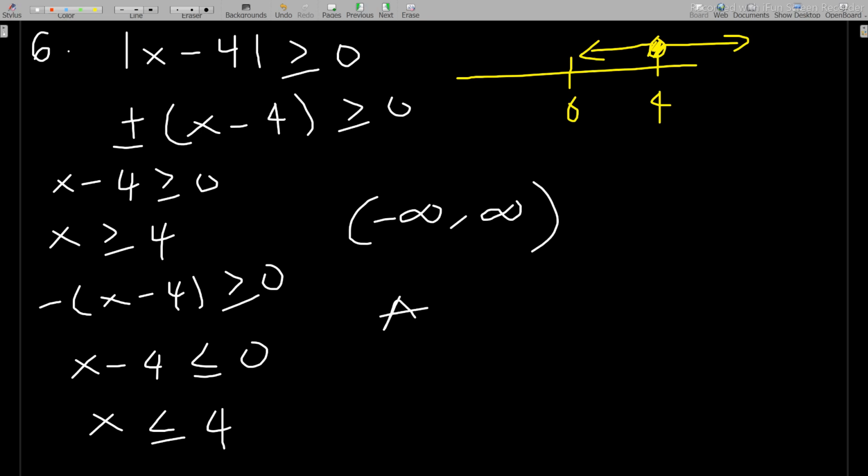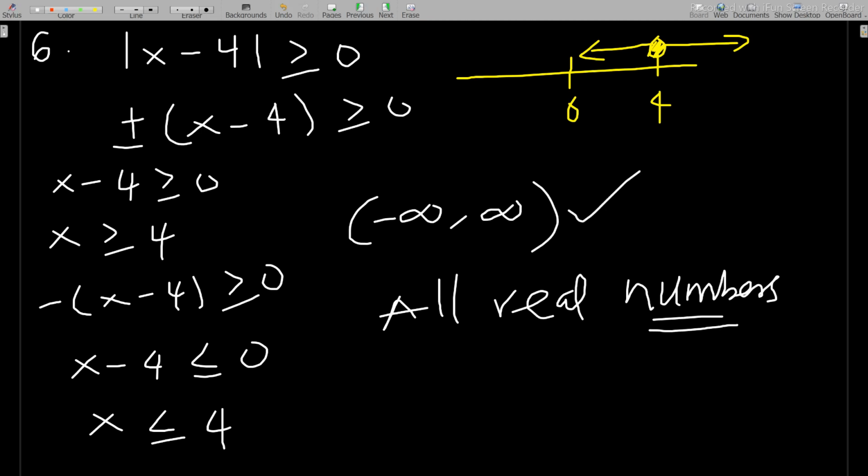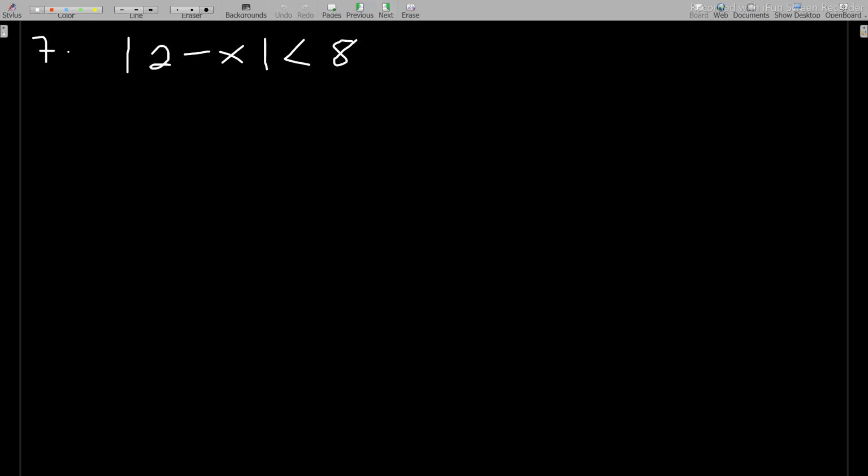So it's either you write all real numbers, or you write the interval form like this. Okay, so that is the solution to that. Now let's move on to the next question.